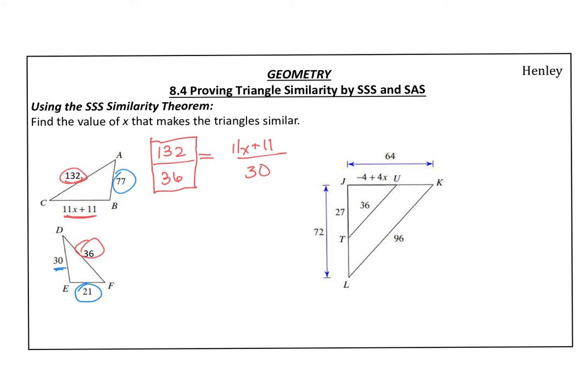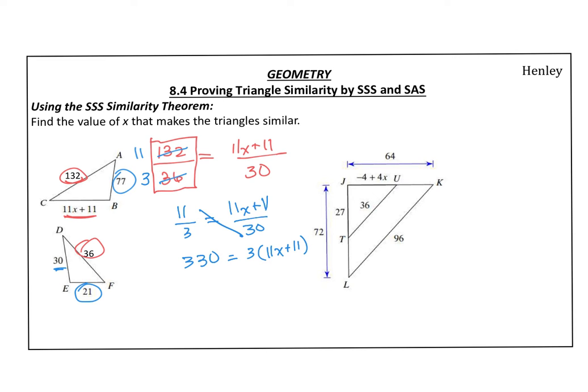The biggest number that will go into both, or the greatest common factor, is going to be 12. So let's say 12 goes into 132 11 times. 12 goes into 36 3 times. So now we can use 11 over 3 equals 11x plus 11 over 30. Now we can cross multiply. 11 times 30 is going to give me 330 equals 3 multiplied by 11x plus 11.